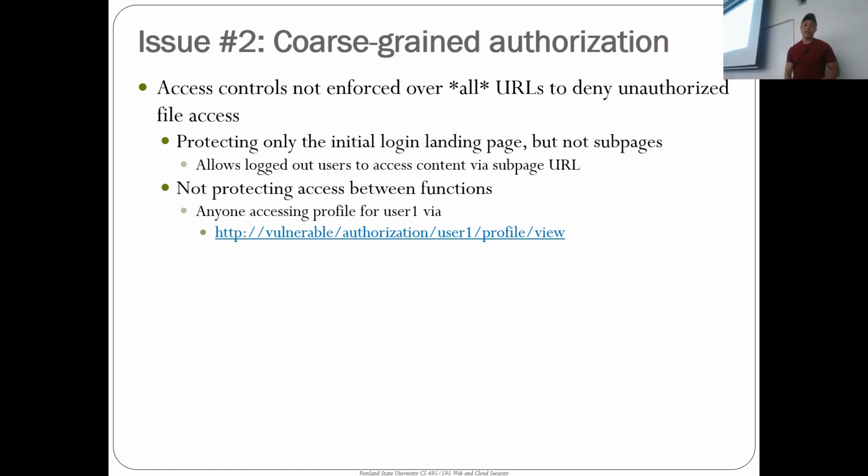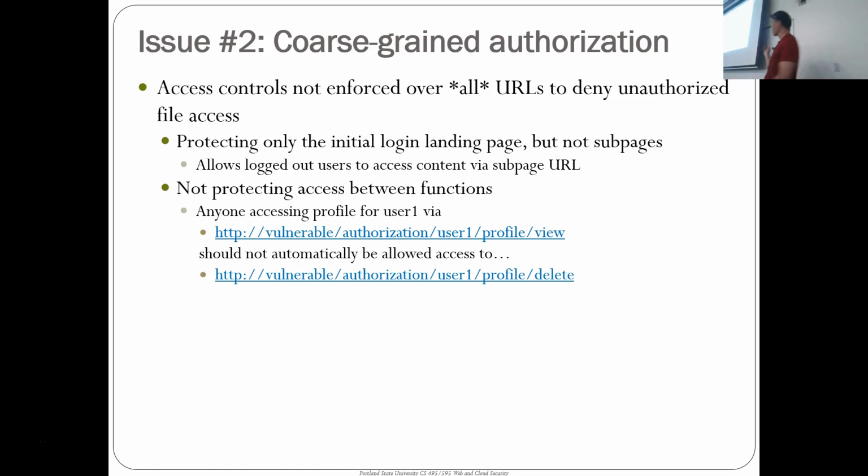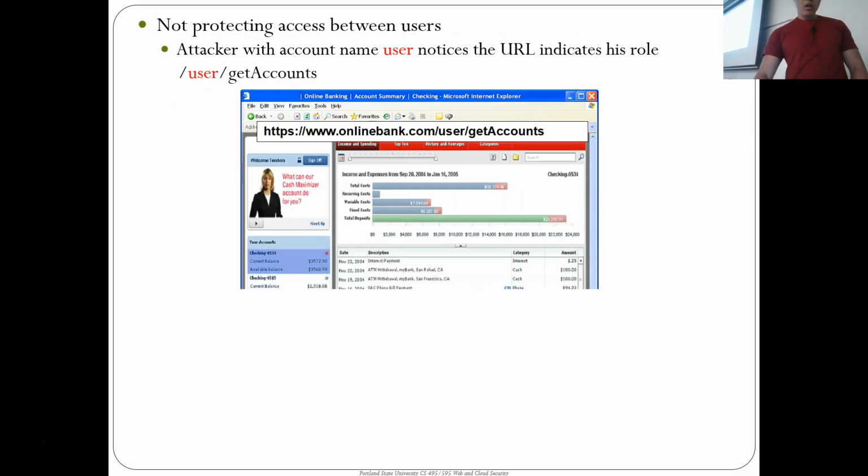Another one is not protecting access between functions. So, for example, if you have access to a user's profile, so you're allowed to view this profile, the application must make sure that that doesn't result in you being allowed to access something that looks very similar, but is to delete the profile, right? So when you are doing the access control, you have to make sure individual paths are authorized uniquely based on what your application needs.